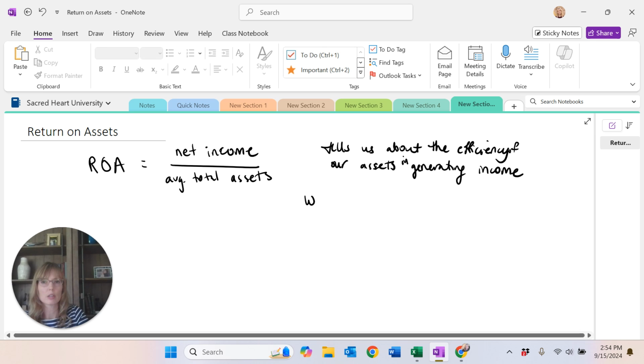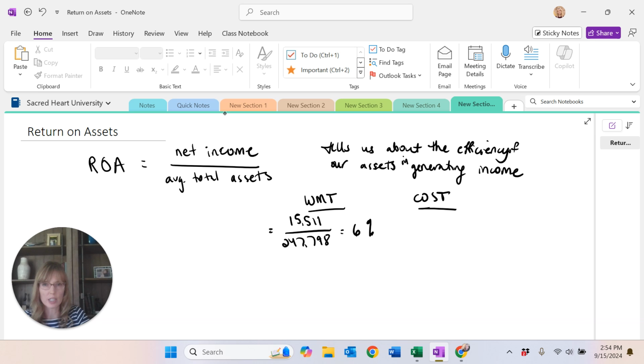Let's look at Walmart, Costco in terms of ROA. Walmart's net income 15,511, average total assets 247,798. This works out to be 6.3 or 6%. So for every dollar invested in assets, Walmart generated 6 cents in income.